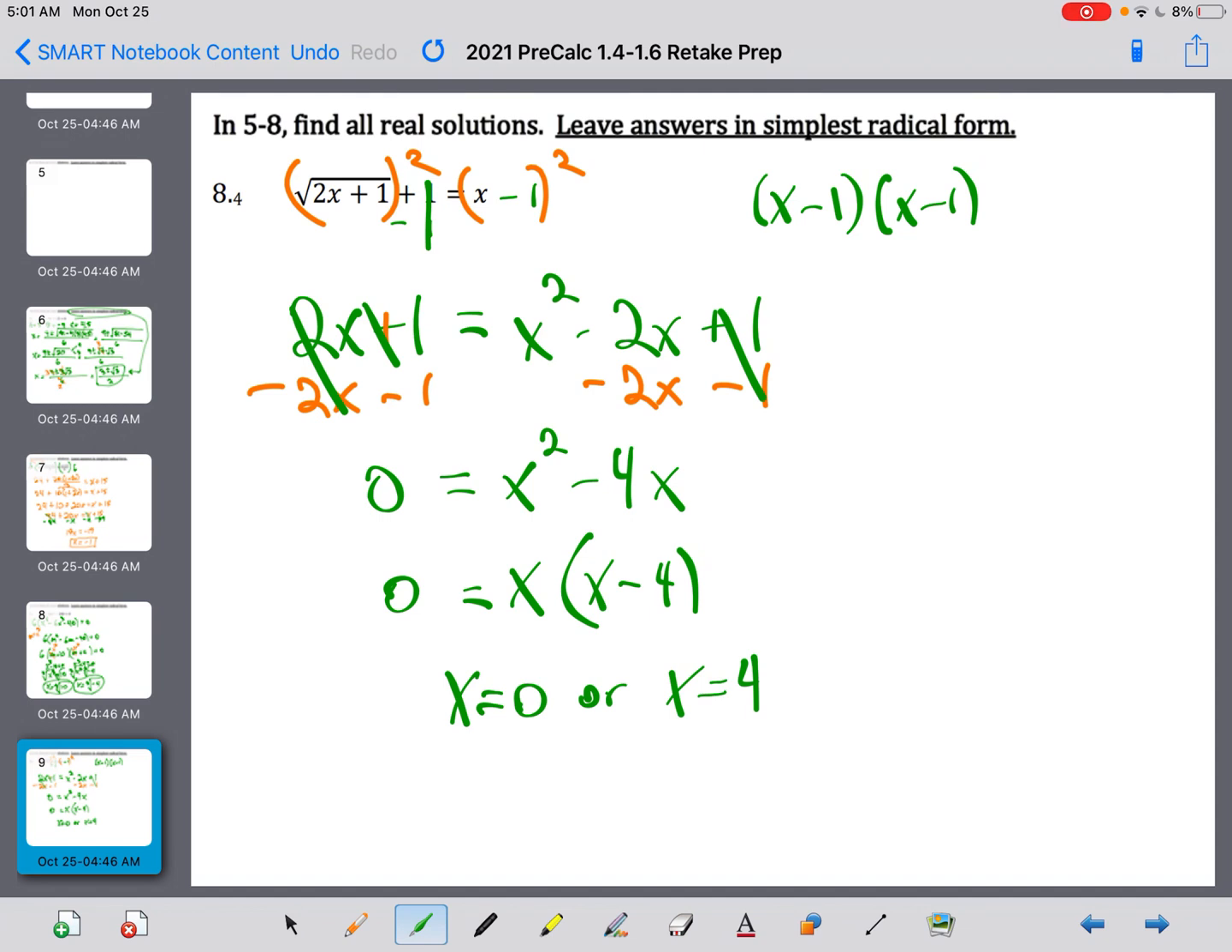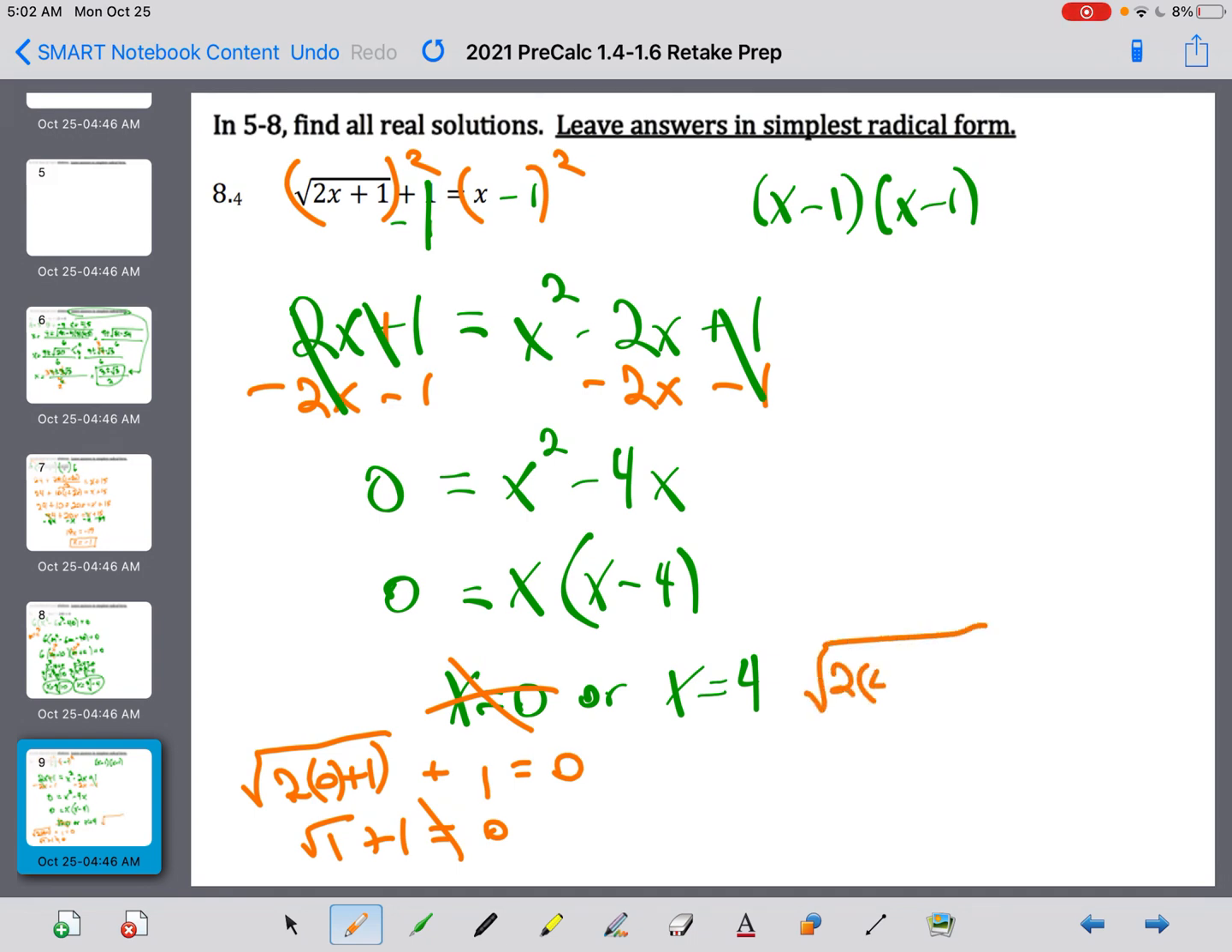So if I test 0, I get the square root of 2 times 0 plus 1, plus 1. Does that equal 0? Well, over here I get root 1 plus 1, does that equal 0? And that is a no way. That's gone. Over here, if I take 2 times 4 plus 1 in the radical, plus 1, does that equal the 4, which is my x? So all this becomes 9. The square root of 9 is 3, plus 1. Does that equal 4? Yep, that does.